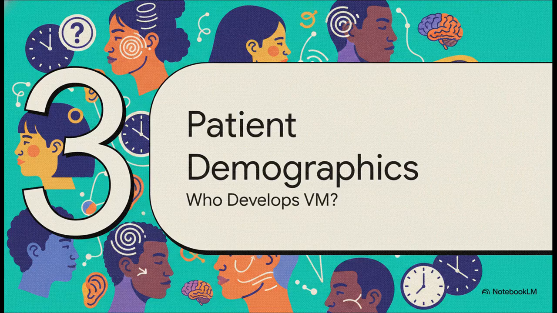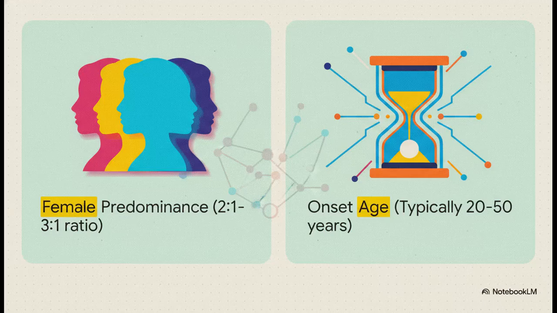Section 3. VM patient demographics. Knowing exactly who is most likely to develop vestibular migraine gives us a powerful head start when taking a subjective history. Demographically, you'll typically see a 2 to 3 to 1 female predominance. The onset? Usually in young to middle adulthood, typically between the ages of 20 and 50.